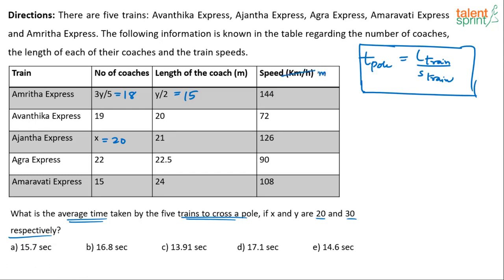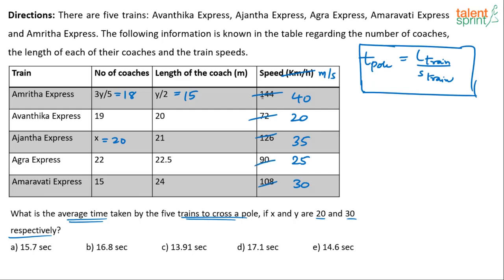So if I have to convert this to meters per second, 144 is how many meters per second? 144 into 5 by 18. So it goes 8 times, 8 into 5, 40 meters per second. This is 18 into 4, 4 into 5, 20 meters per second. 126 is 35 meters per second. 90 is 25 meters per second, and 108 is 30 meters per second. You understand? Converted kilometers per hour to meters per second. Multiply by 5 by 18.